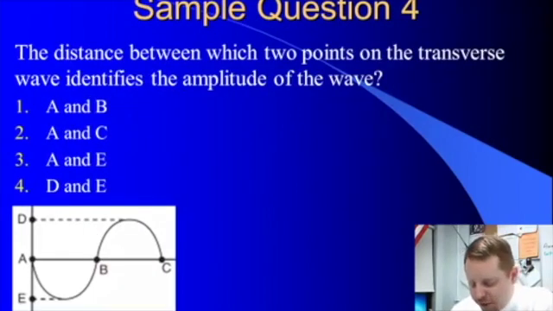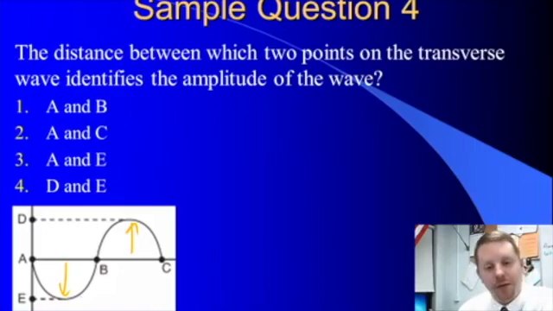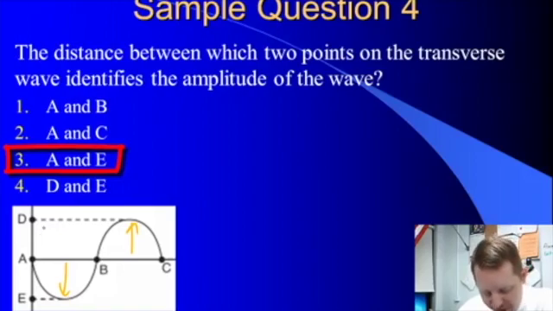Question 4. The distance between which 2 points on the transverse wave identifies the amplitude of the wave? Well, if you'll recall, the amplitude of the wave is the distance from the baseline to a crest or the baseline to a trough. So our choices between A and B, no, that doesn't work. Those are on the baseline. Between A and C, those are also on the baseline. A and E, there's the distance between a baseline and a trough. So that should work. There's our amplitude. In choice 4, D and E, well, that's from a crest to a trough, so that would be 2 times the amplitude. That can't be the answer. Correct answer must be 3, A and D.